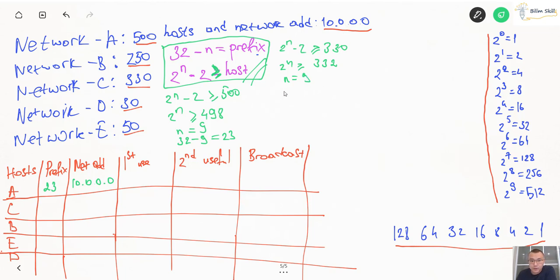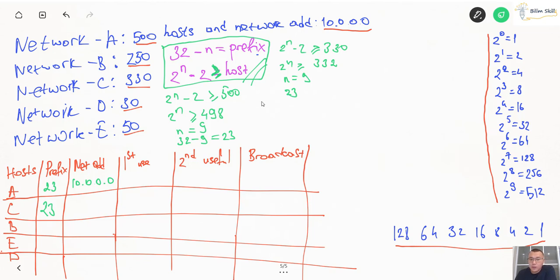And the prefix also will be 23. Okay, here prefix also 23. It doesn't mean that network address will be same. We have to calculate it, and today we will learn how to do that.